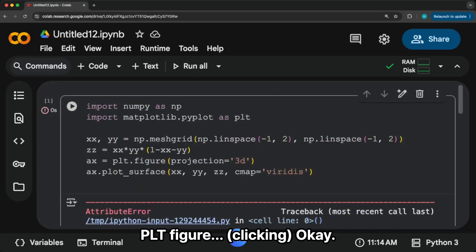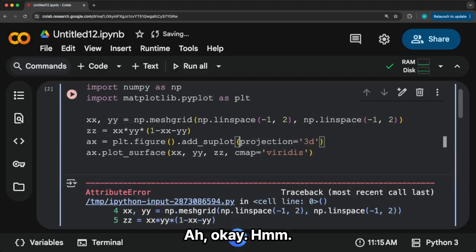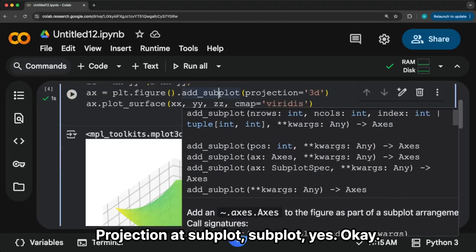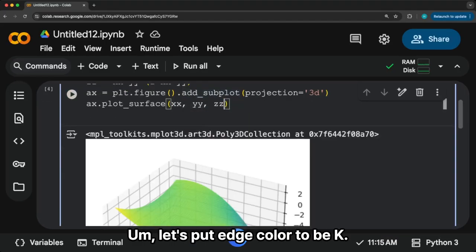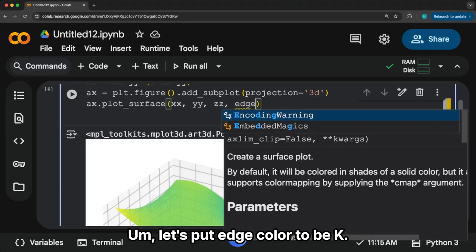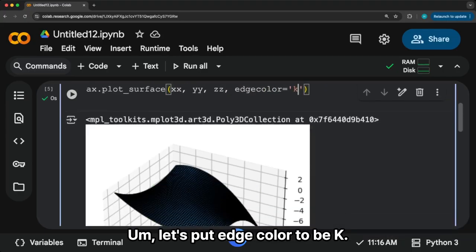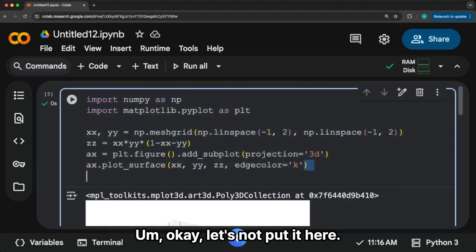PLT figure. Projection at subplot. Let's not color it. Let's put edge color to be K. Oh, that's too much. Okay, let's not put it here.